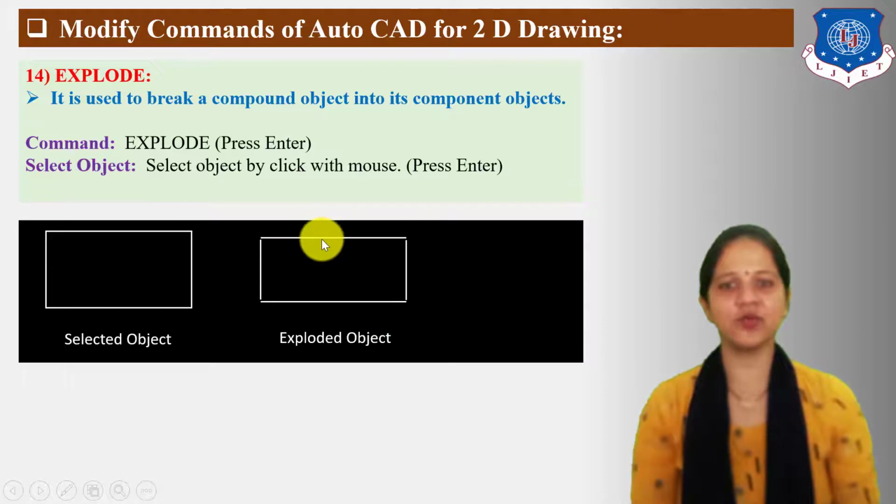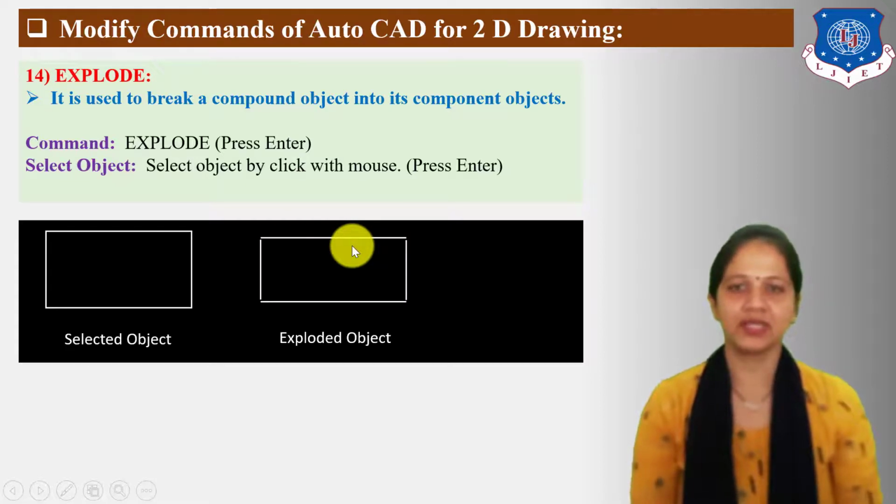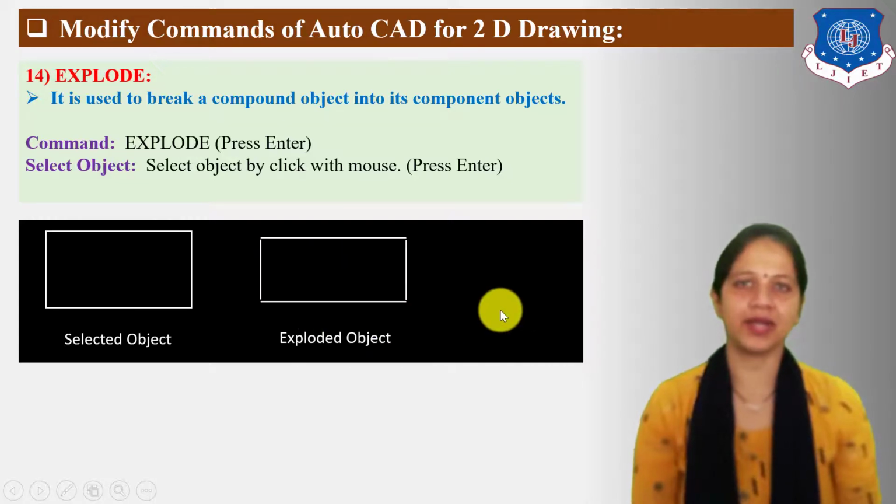It means when you click on the edges of the rectangle, the whole rectangle is not selected by the mouse, only this edge is selected. It means the rectangle's 4 edges are broken apart by using the explode command.